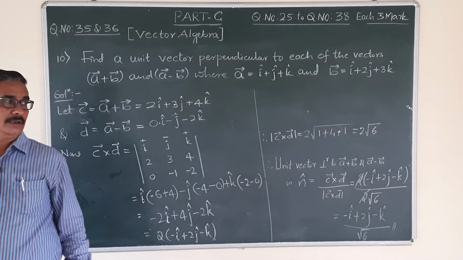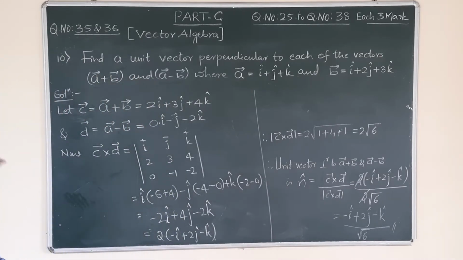Remember the formula, unit vector perpendicular to both the vectors a and b is denoted by n cap is equal to vector a cross b divided by their magnitude.